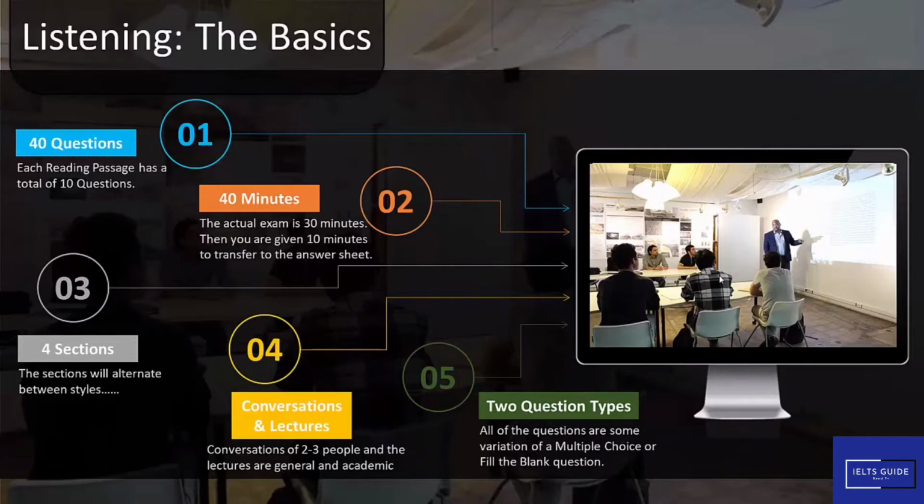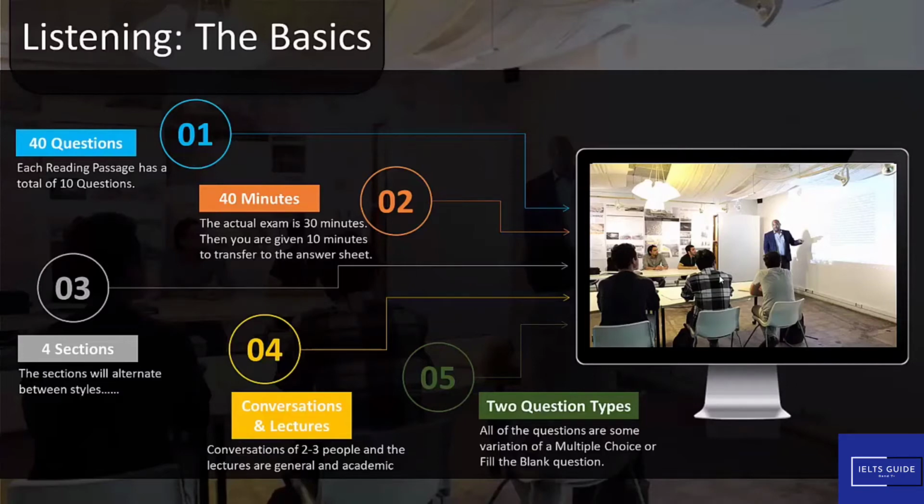Now, there are 4 sections, 10 questions per section. And those 4 sections are going to alternate between conversations and solo presentations or lectures. Section number 1 is a conversation between 2 people. Section number 2 is going to be a general solo presentation by one person on a general life topic. Then section number 3 is going to be a conversation, but most of the time it's going to be between 2 to 3 people. And then finally in section number 4, they're going to give you really more of an academic kind of lecture.